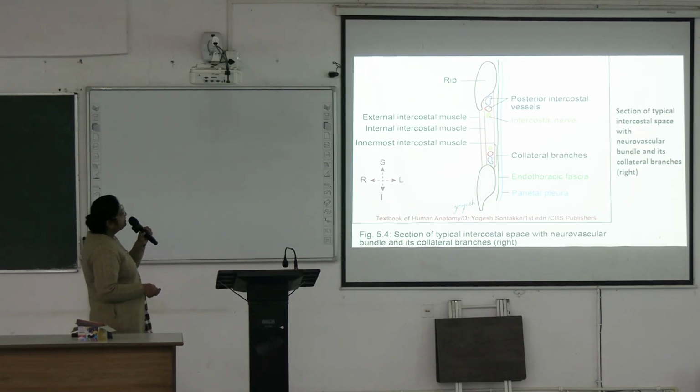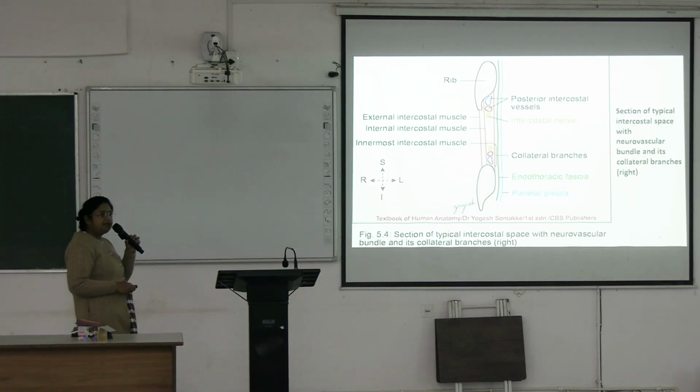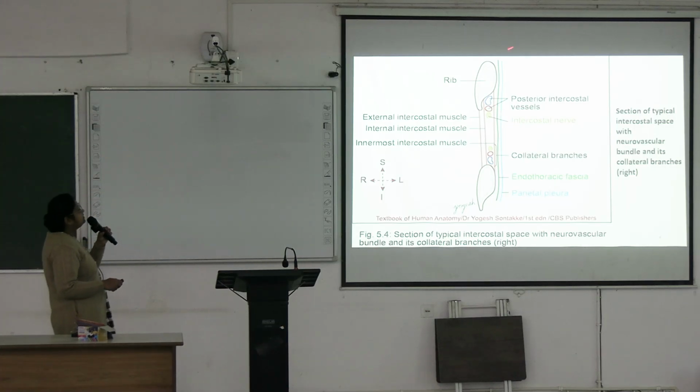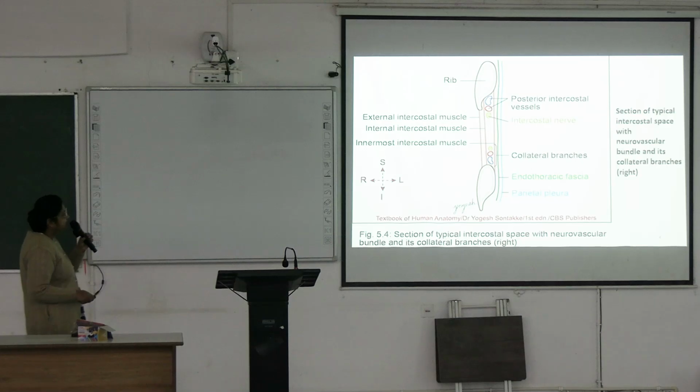So this is one rib, another rib. Outermost is external intercostal. Inside it will be the internal intercostal, innermost intercostal. And these are the neurovascular bundle. Here it is showing the posterior intercostal vessels and nerve, and these are the collateral branches. And inside it, the green one is the endothoracic fascia, and innermost is the parietal pleura. Okay, understood?